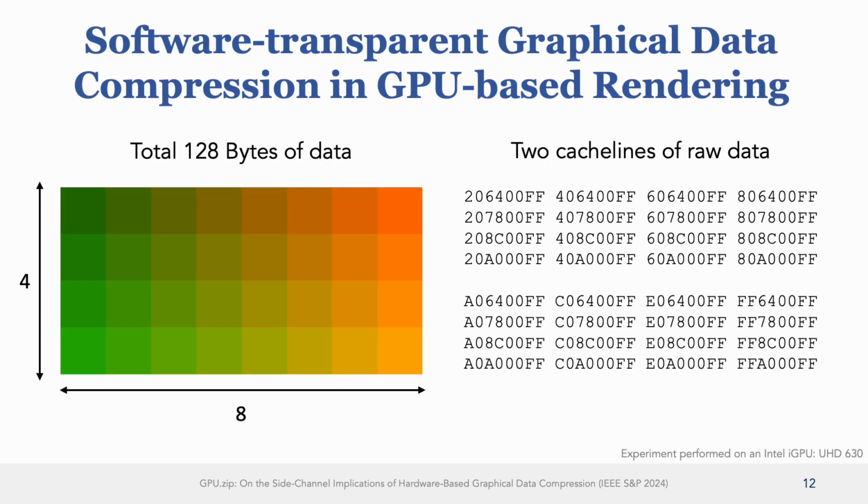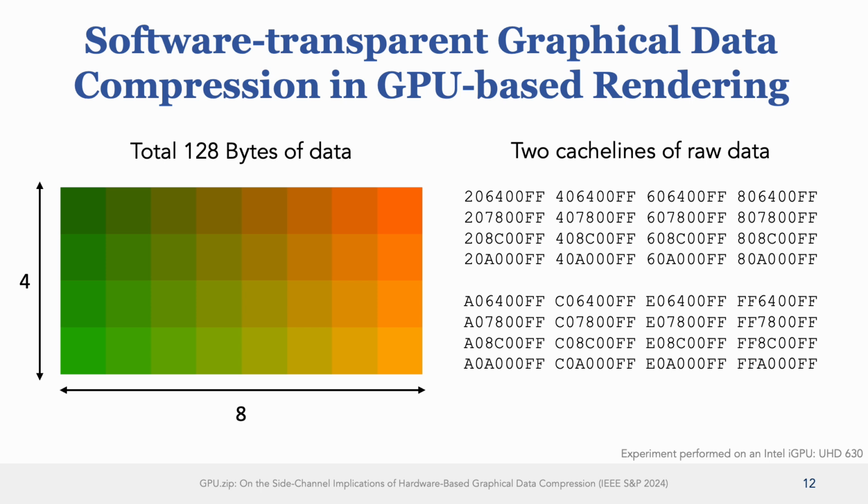Now, let's see what we mean when we say this compression is software transparent by looking at how it is involved in a simple GPU-based rendering workload. Suppose a user wants to render such a gradient surface of 4 × 8, in total 32 pixels, the size of which is only 128 bytes, 2 cache lines, and 1 block. The smallest unit that compression will kick in.